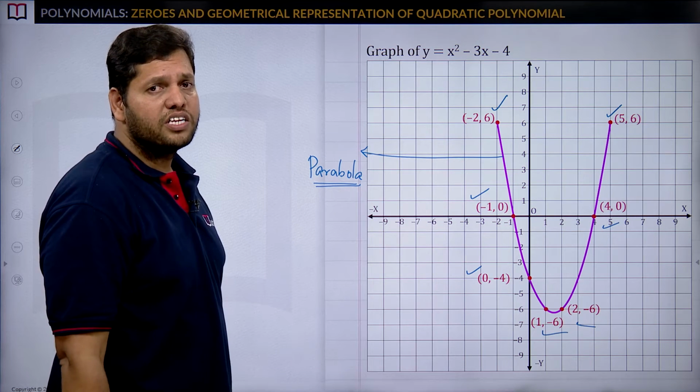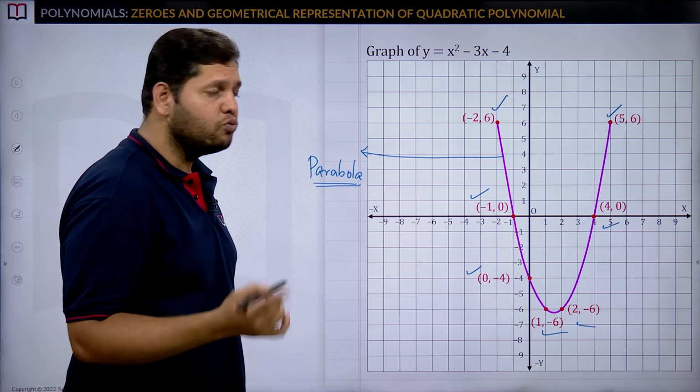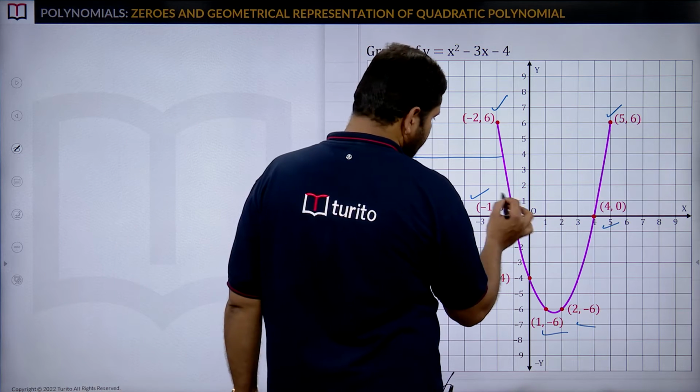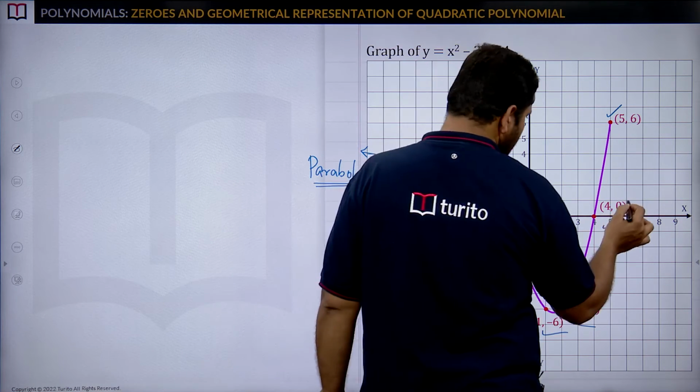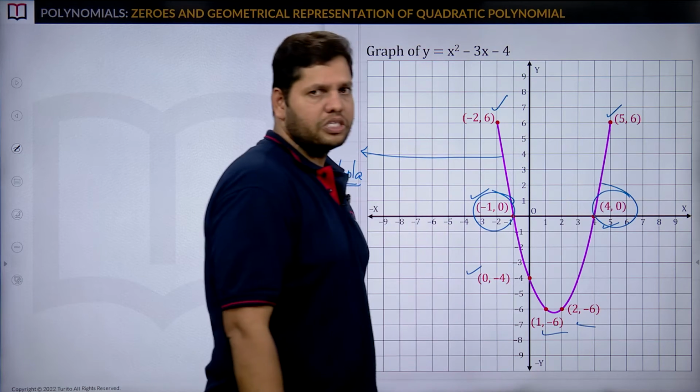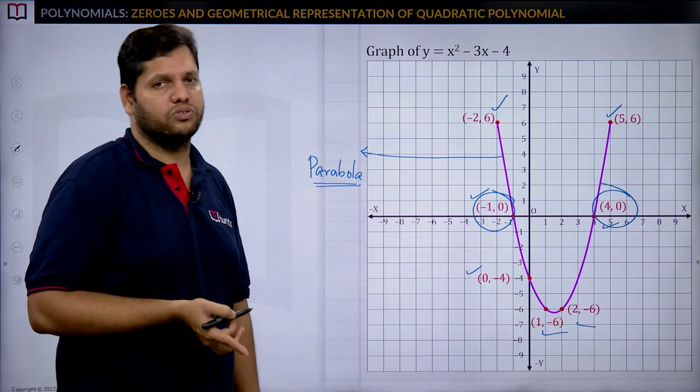And this parabola is what? Intersecting the x-axis at 2 points. So one point is what? (-1, 0). Another point is what, children? (4, 0). So that's why it has exactly 2 zeros.